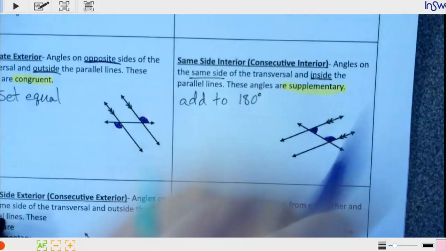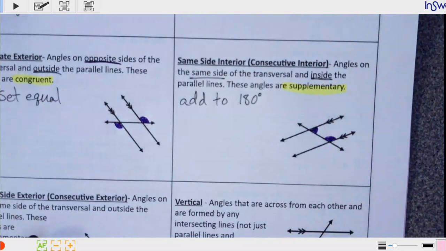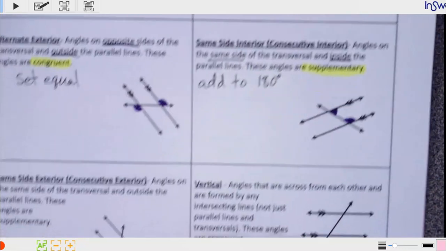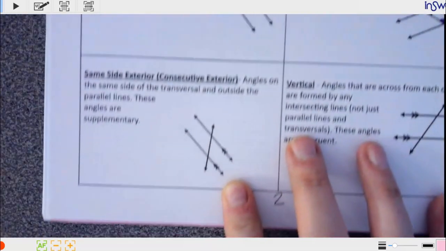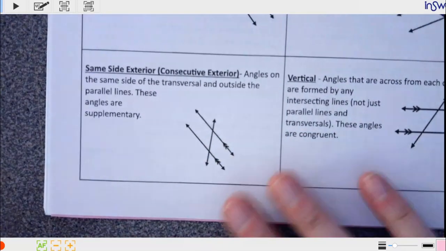So same side, interior. Notice how one is acute and one is obtuse. That's why they add to 180. They're not the same. It wouldn't work for them to be the same. One is a cute little angle and one is a big obtuse angle. All right. And we have one more new one. Vertical is not new. So we're really only learning 5 new angle pairs today.